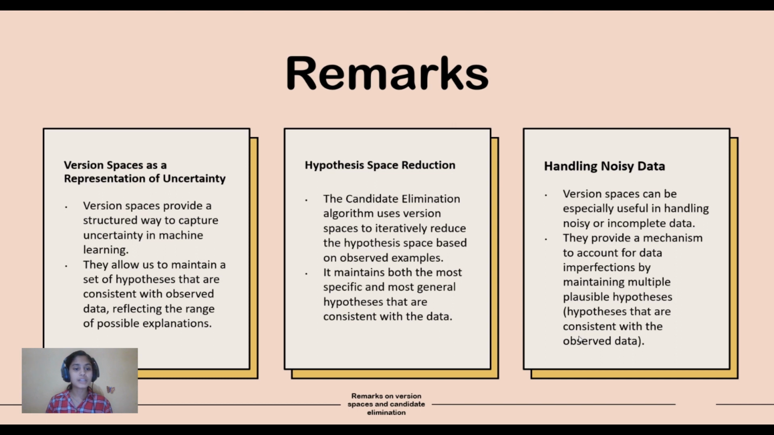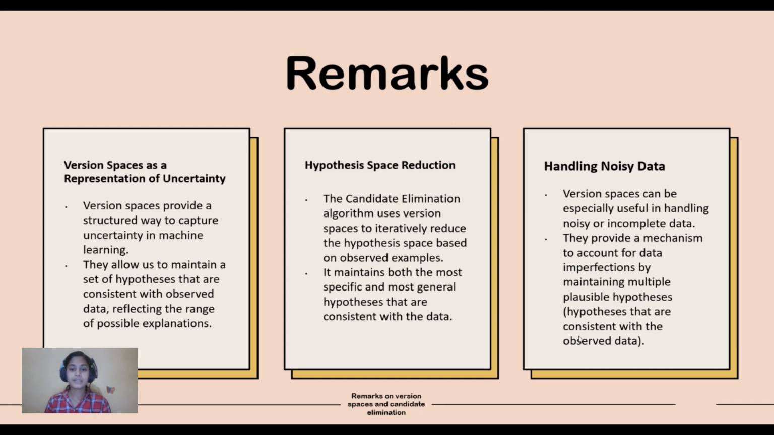Version space as a representation of uncertainty. Version space provides a structured way to capture uncertainty in machine learning. They allow us to maintain a set of hypotheses that are consistent with observed data, reflecting the range of possible explanations. So this version space is providing us such a structure which will recognize all the uncertainty, right? They allow us to maintain a set of hypotheses that are consistent. That means we are matching with the examples. Is this hypothesis consistent with this example or not? Then only we are retaining that hypothesis, otherwise we are removing it, right?